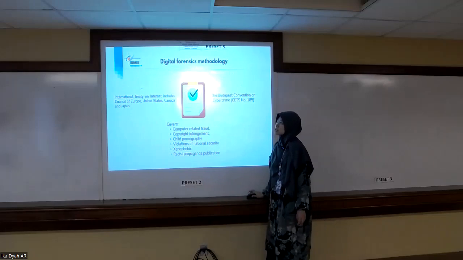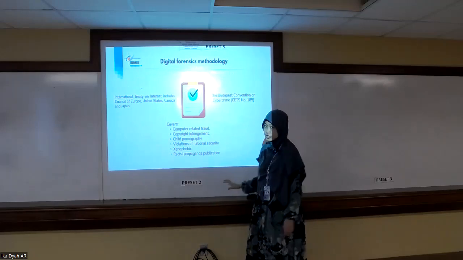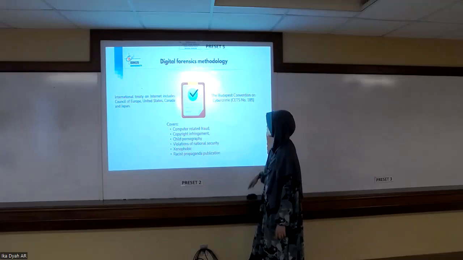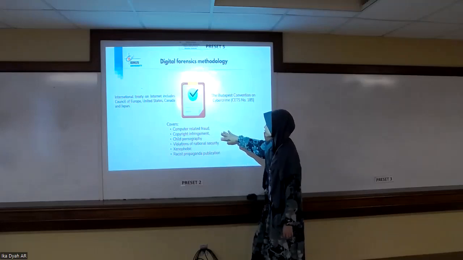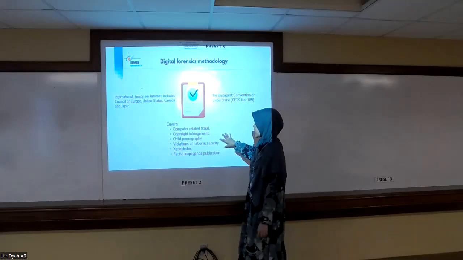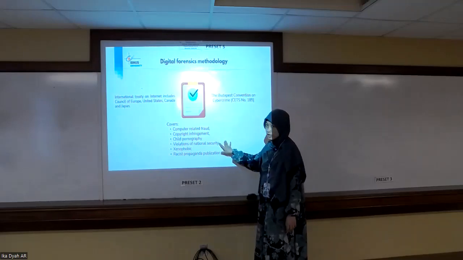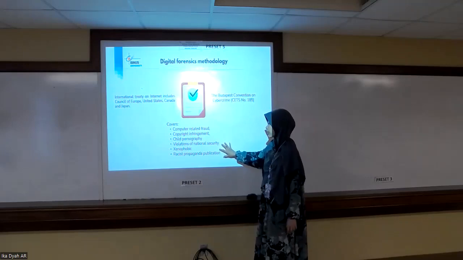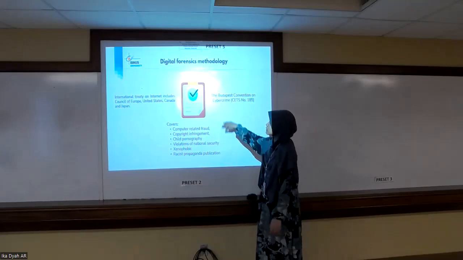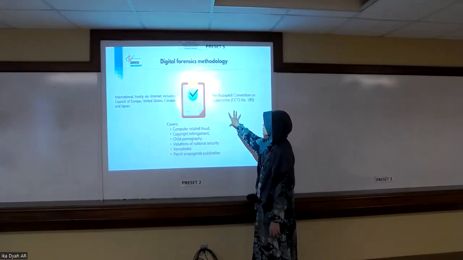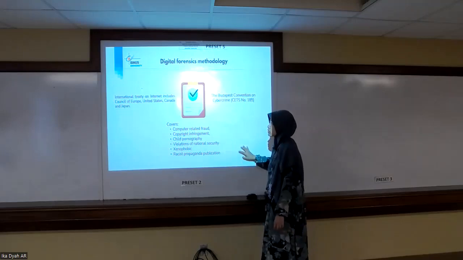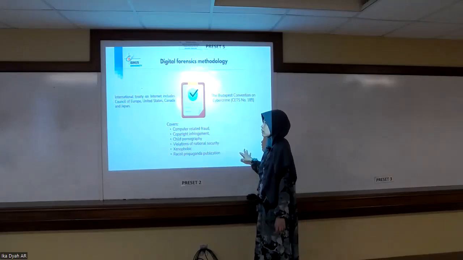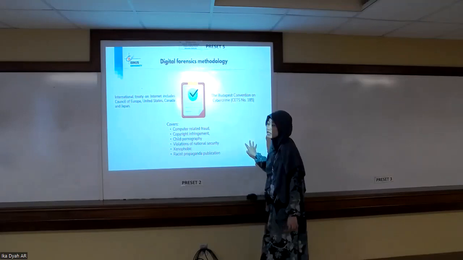For the last one, the Budapest Convention on Cybercrime, CETS number 185, it covers computer-related fraud, copyright infringement, child pornography, violations of national security, and xenophobic and racist propaganda publication. And this is an international treaty on the internet, including the Council of Europe, Europe, and the United States, Canada, and Japan.